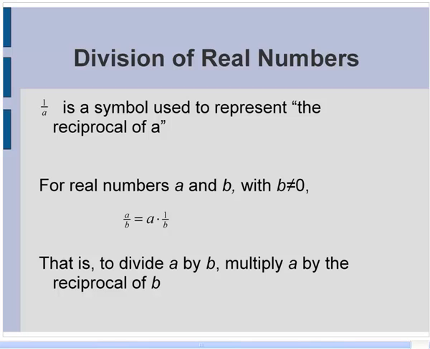Division. So this symbol, this 1 over a, is a symbol that is used to represent this thing called the reciprocal of a. And for division, we don't always have to think of division. We can instead think of division of real numbers. For any real numbers a and b, with b not equal to 0, a divided by b is the same as a times the reciprocal of b. All this is saying is that we can treat any division as multiplication by a reciprocal.